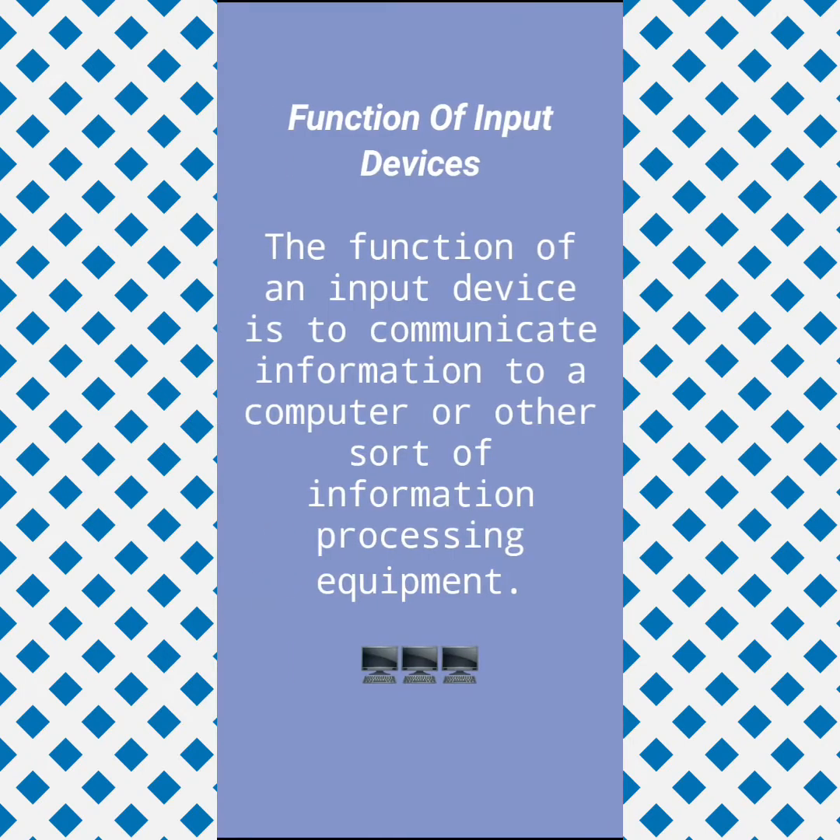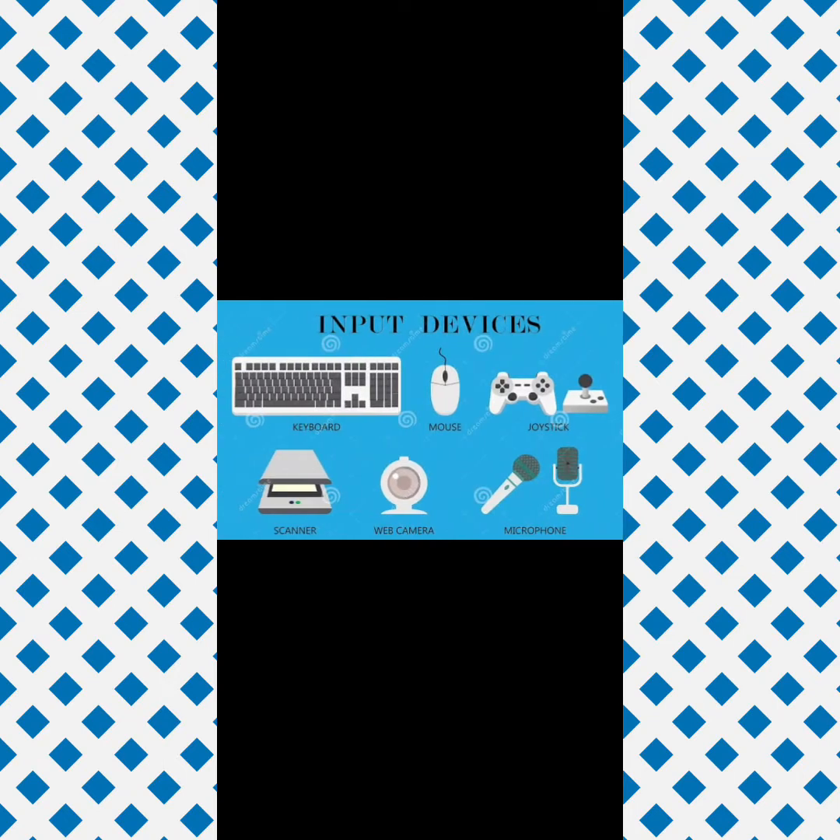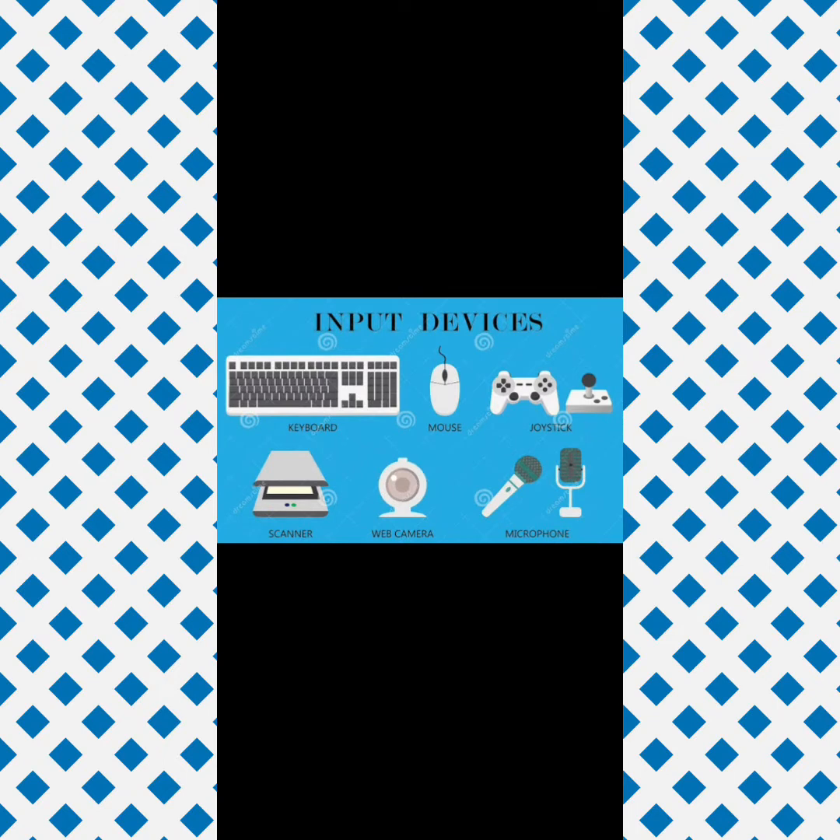Now let's learn about the function of input devices. The function of an input device is to communicate information to a computer or other sort of information processing equipment. Now let's have an example. There are so many examples of input devices such as keyboard, mouse, joystick, scanner, web camera and microphone. There are some more examples of input devices that are as follows.